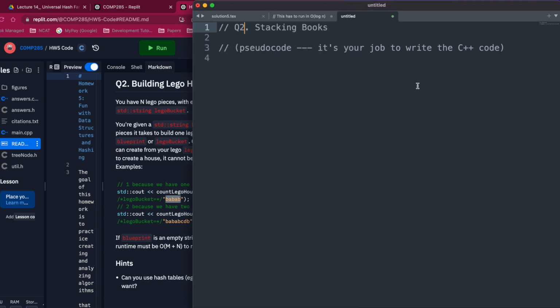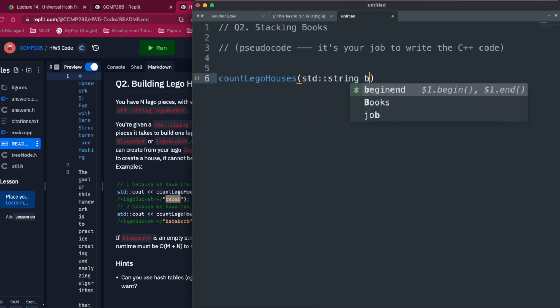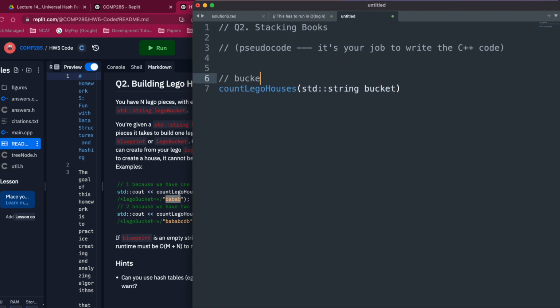So essentially, what you're going to be given is our function, countLegoHouses, and we're going to be given a string, which is a bucket. Okay, so some sort of bucket, and a few examples are basically this, which represents that we have three B's and 2 A's. And then we're also going to be given a string, which we're going to call a blueprint.